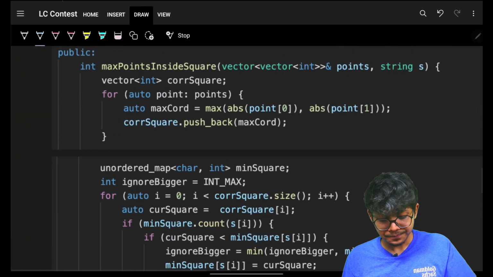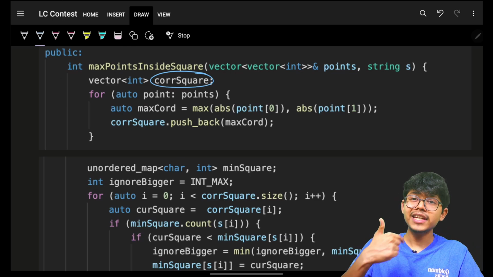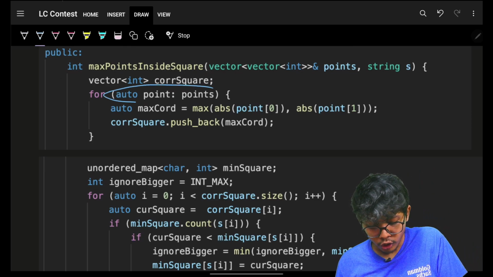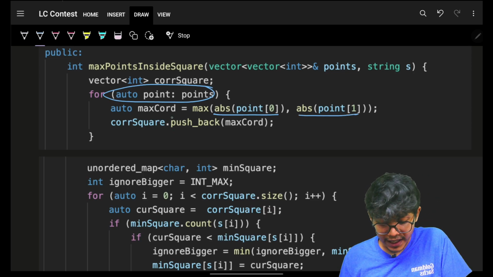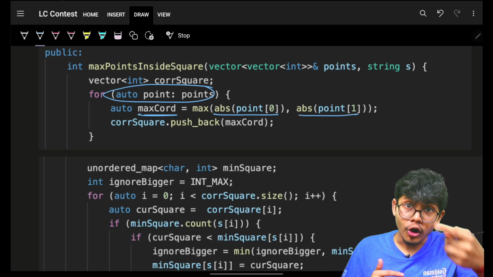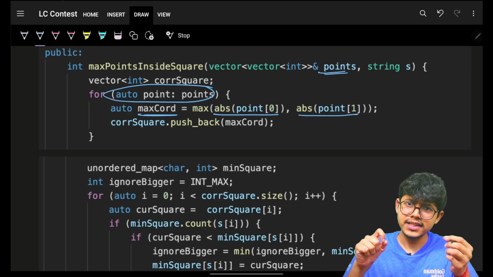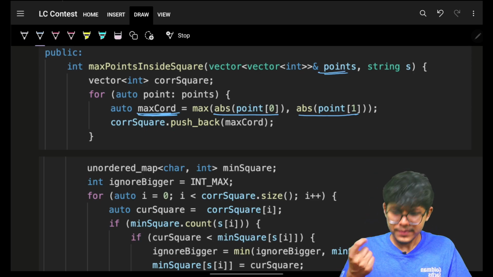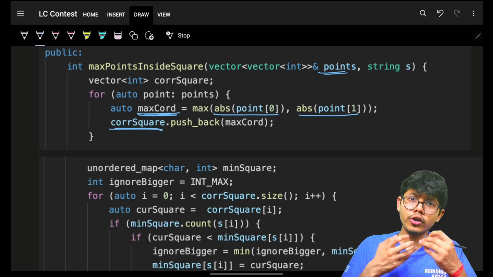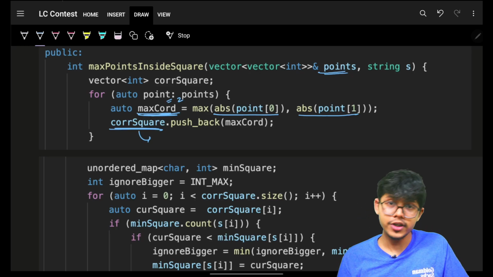It's pretty simple. Firstly, I maintain the corresponding square for every coordinate. So I went on to all the points. I just took the absolute value of the point to get the corresponding maximum coordinate for that specific point. When I have got the maximum coordinate, that will be representing my corresponding square. So if, let's say, this maximum coordinate is 2, I can say that this will be a 2 cross 2 square.